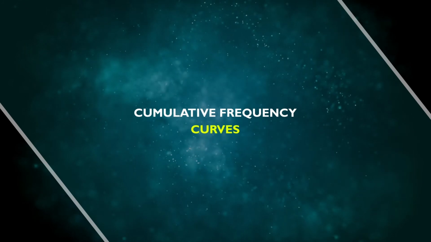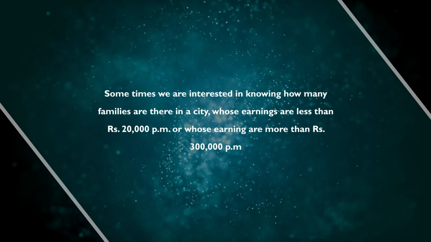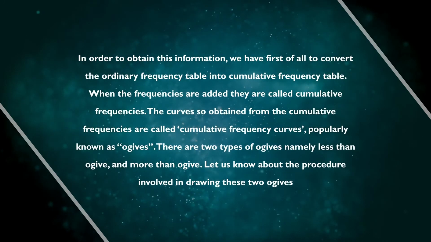When we talk about cumulative frequency curves, sometimes we are interested in knowing how many families there are in a city, for example, whose earnings are less than 20,000 per month, or whose earnings are more than 30,000 per month. In order to obtain this information, we first have to convert the ordinary frequency table into cumulative frequencies. The cumulative frequency is the addition of the existing frequency and the preceding one. So we add, we get the cumulative, and the next would be added to that.